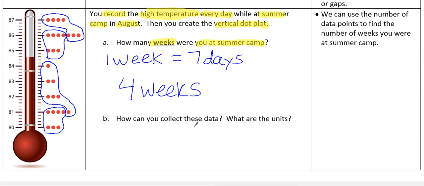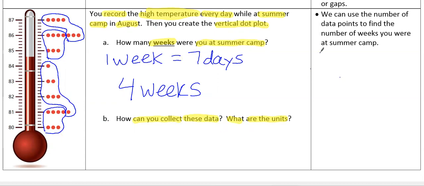How can you collect these data and what are the units? And I think this is a good time to talk about this use of the word these data. So how can you collect? And we already constructed the data set here, which was the essential question. So it's already been done for us. But how do we collect these data and what are the units? Let's get back to those main questions. Let's talk about this idea of these data.